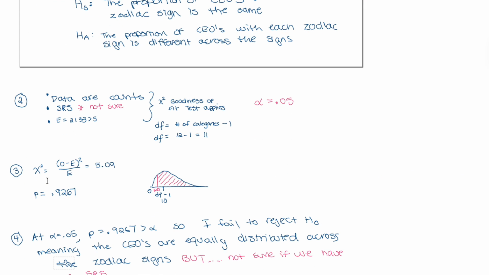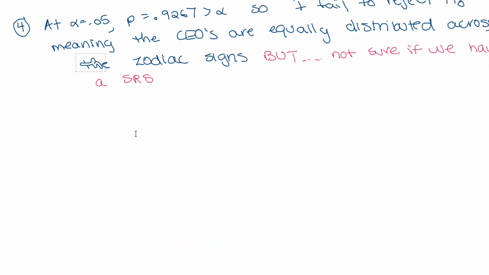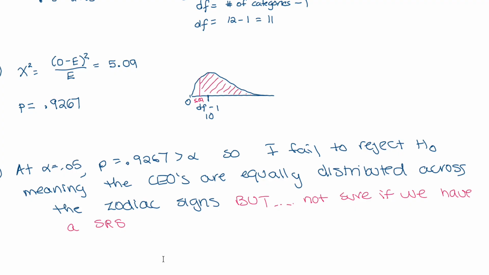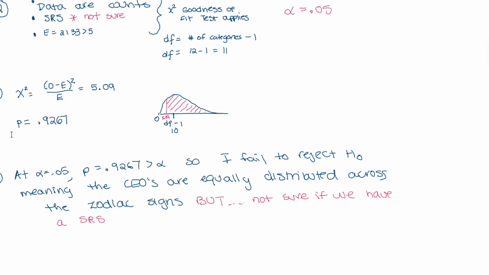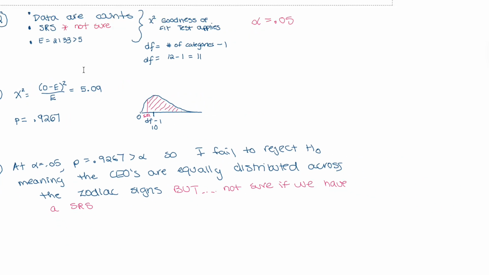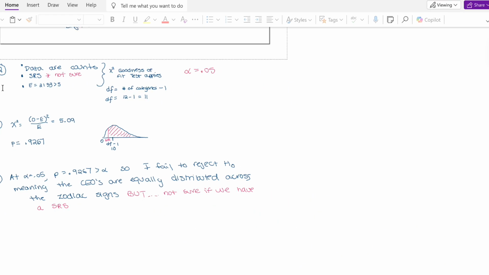Remember that in step 2, when we were trying to justify whether this is a simple random sample, we don't have enough information for it. Therefore, we draw that back again in our conclusion and say that we don't have enough evidence to prove our test results since we're not sure if this is a simple random sample. But other than that, everything is fine.